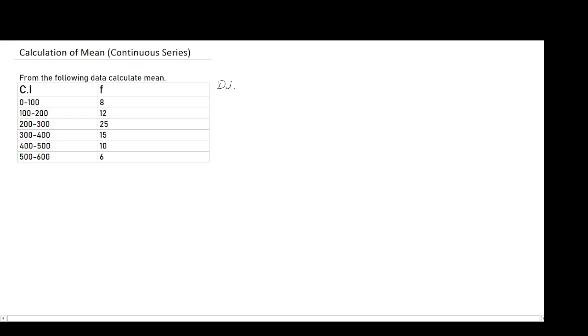Hope by now you are familiar with the formulas for calculating mean for all the three different cases. So the direct method formula for calculating mean is x bar is equal to summation f into m divided by capital N. This is the formula for calculating mean for continuous series using direct method. Now as per this we will prepare the chart.